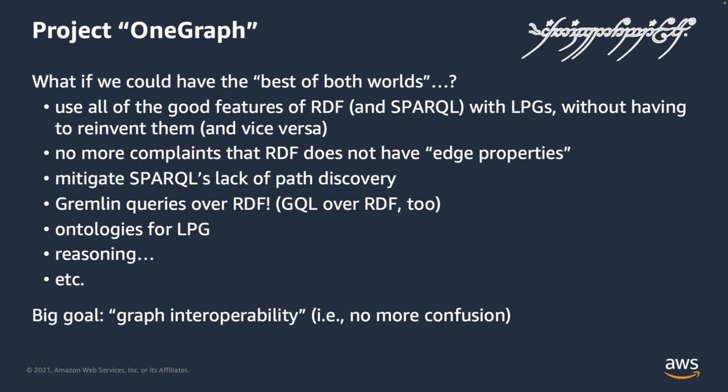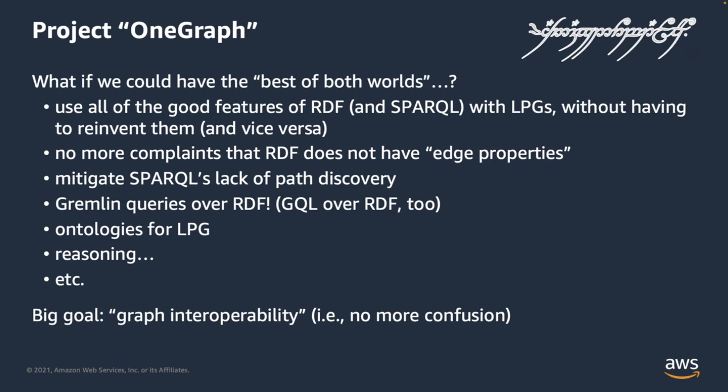OneGraph to rule them all, right? So we'd like to use the good features of RDF and SPARQL on the LPG side, and then vice versa. Also, no more complaints that RDF doesn't have edge properties. And now we have this RDF-star working group, which in a way is also fixing this, and that moves RDF closer to property graphs.